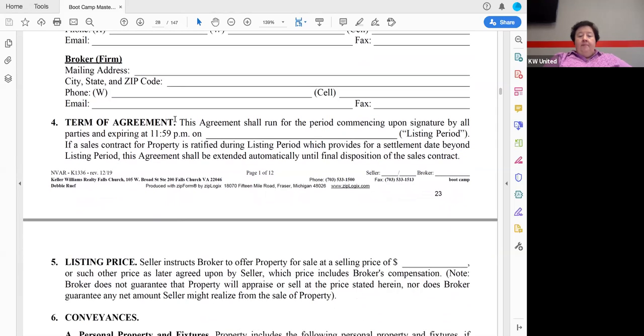Terms of agreement. This agreement shall run for the period commencing upon signature by all parties and expiring at 11:59 p.m. on the stated date. So what happens if your seller signs it and you put it on the market and you haven't got your broker to sign it? Anybody know? Well, if something is missing, it's not right. If the broker hasn't signed it, there is not an agreement between the brokerage and the seller. So it is your duty to get this to your broker as soon as possible.